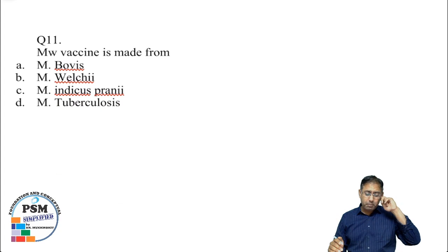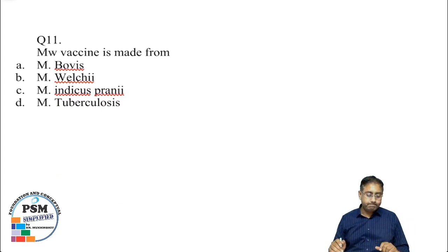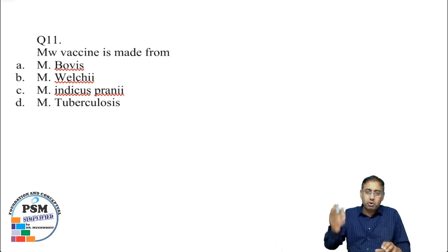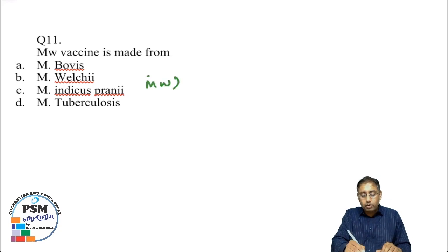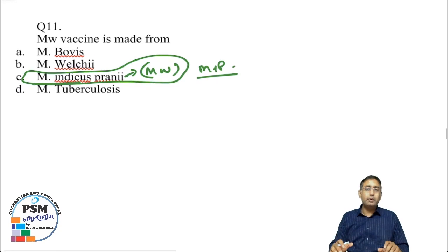Question 11, MW vaccine. I know that's not a very comfortable question. It's a little bit historical type of question. Earlier, leprosy bacilli was called Mycobacterium W bacilli. So that's why it is also called the MW vaccine, or the Mycobacterium indicus pranii vaccine. MIP vaccine for leprosy is MW vaccine.